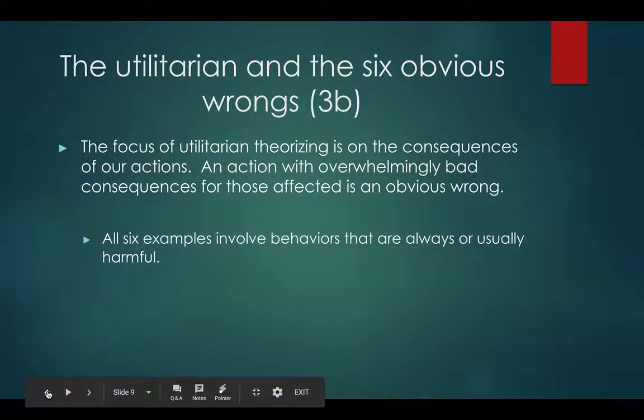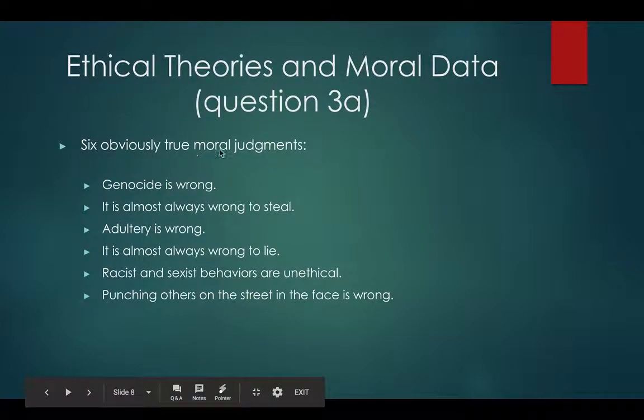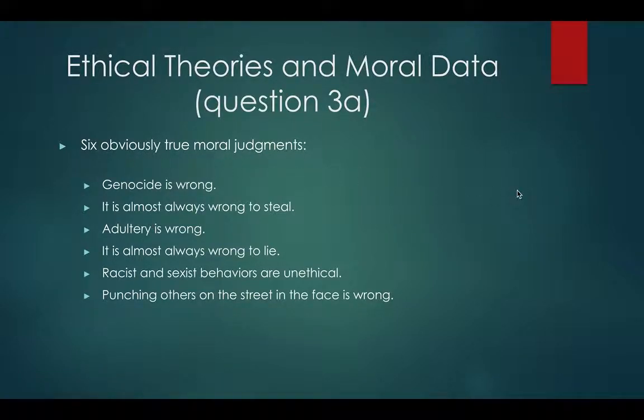So let's go back. So remember, we wanted 6 obviously true moral judgments. The utilitarians focused on the consequences of actions. So if you look at the first, the third, the fourth, and the fifth, these are just clearly harmful to the victims.